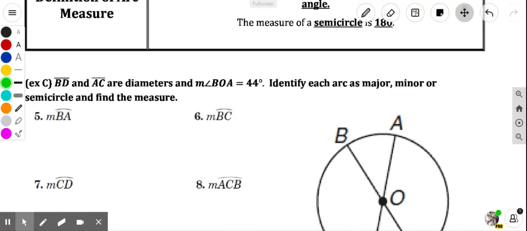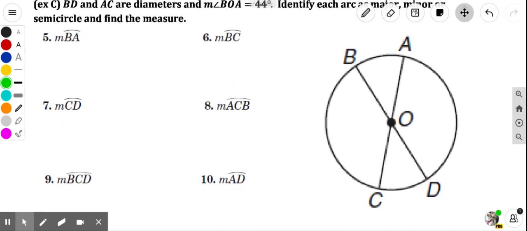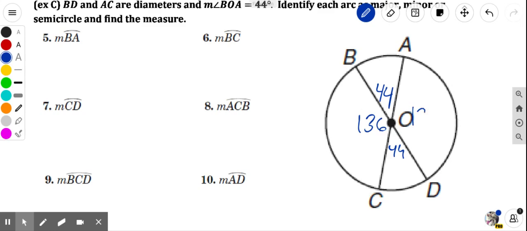So to find these measures, we do it kind of the same way that we did on the other problem. I like to fill in everything in the picture and then go and fill in the answers. So for example, it says BOA is 44. So that means this one would be 44 because they're vertical, and these are diameters. So they'd be 180 on each side. So if I do 180 minus 44, I get 136. These are both 136.